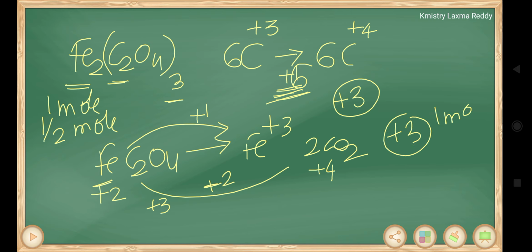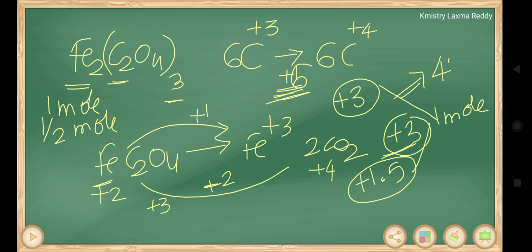But as mentioned in the question, equimolar mixture, half mole Fe2(C2O4)3 and half mole FeC2O4. So we have half mole only, so the change is 1.5. So total number of electrons you require here is plus 3 and plus 1.5, means for 1 mole equimolar mixture you need 4.5 mole of electrons. Or you can say the change in oxidation state is 4.5.